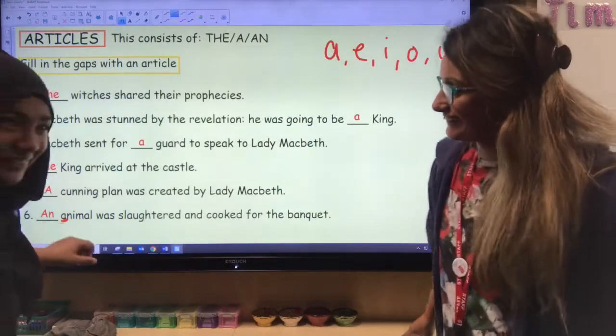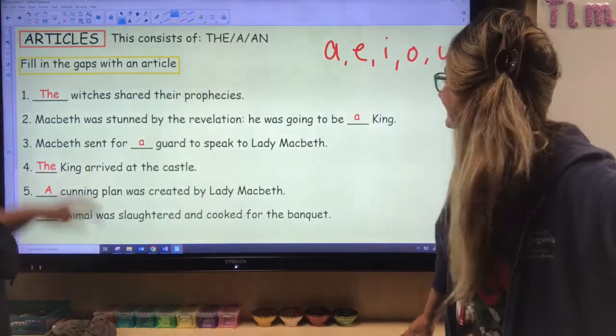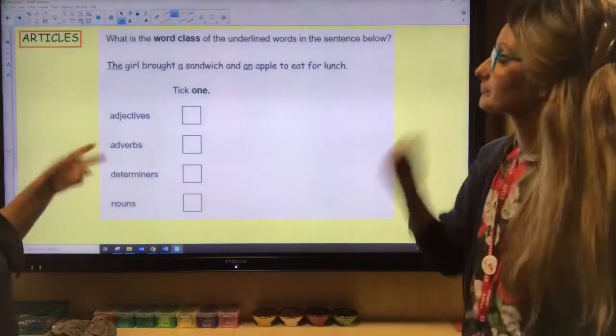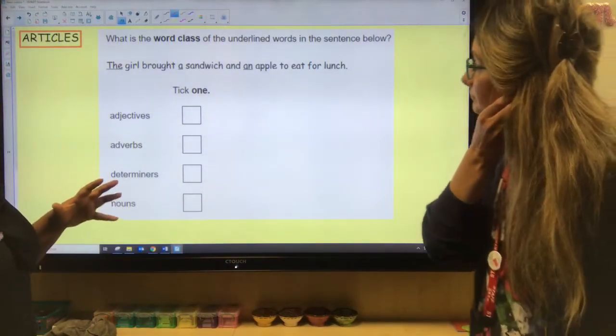Right, let's move on from that. So hopefully you got those right, and let's crack on. So here you've got some past tense questions related to determiners.